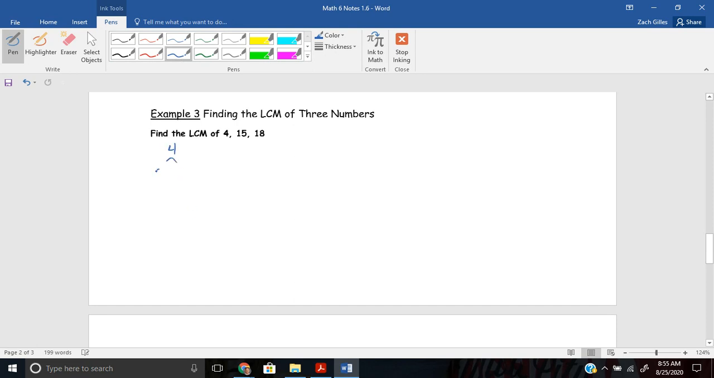So factor tree for 4 would be 2 times 2, and I'm done. Factor tree for 15 would be 5 times 3. And factor tree for 18 would be 6 times 3 and 2 times 3. And then these are prime, right? These are all prime, so I can be done factoring. Now I'll make a list. So for 4, I had 2 times 2. For 15, I had 5 times 3. And for 18, I had 2 times 3 times 3.